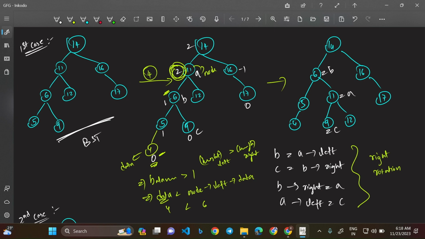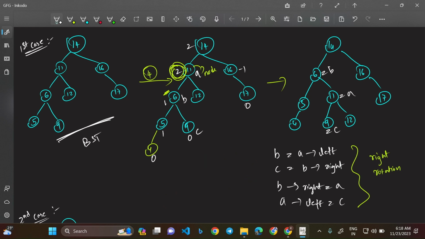Great. I hope you understood this. Very evident, very easy to identify as well. So I erase these points. What are the things that we have mentioned? These are the following modifications, and the conditions are: first, your balance factor is greater than 1. Second, your data is less than node left data. That's what we need to write. If these are the two conditions, then we need to do the right rotation.